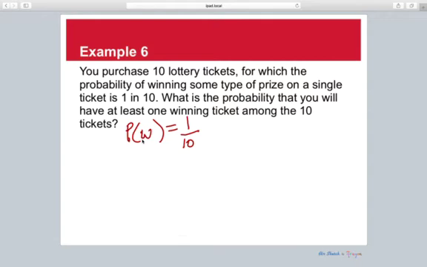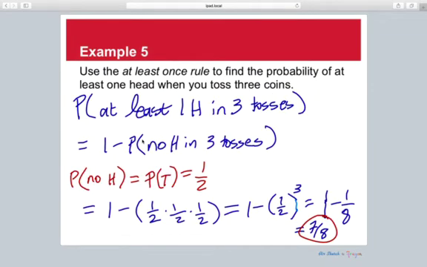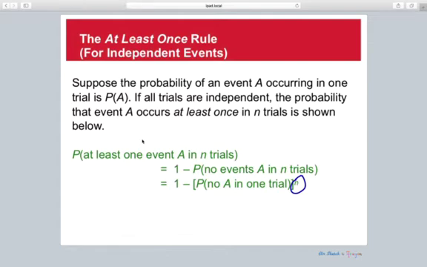So probability of at least one W out of 10 tickets. All right, so going back to our formula, that's going to be 1 minus the probability of no winning tickets out of 10, which is going to be 1 minus the probability of no winning ticket to the 10th power, because there are 10 trials.